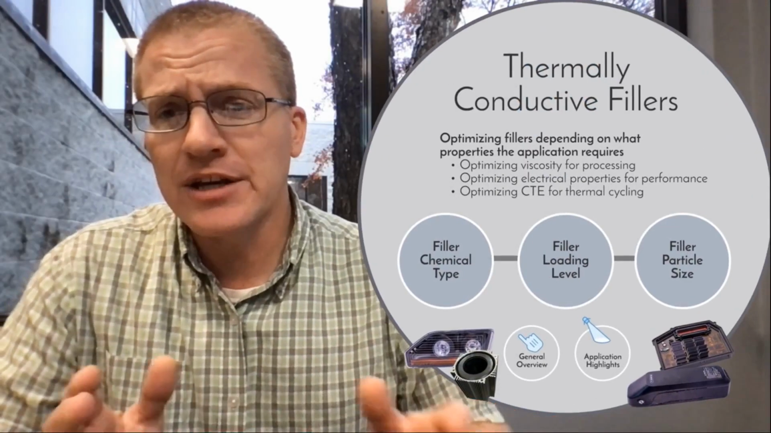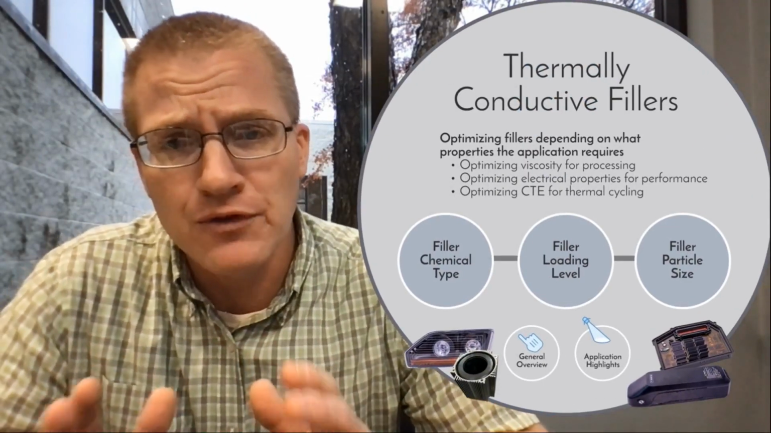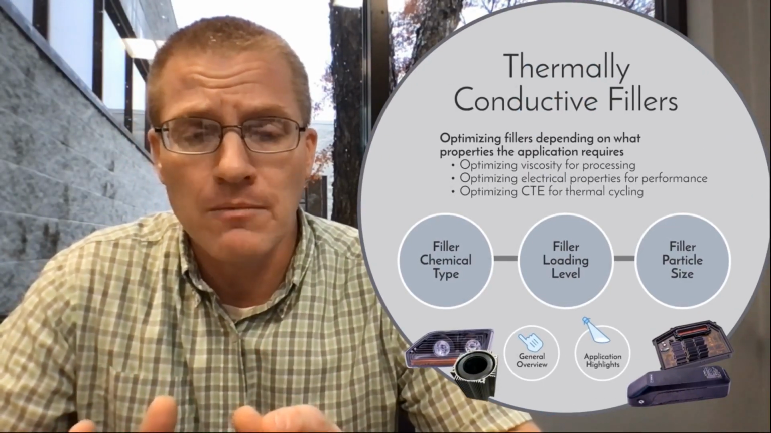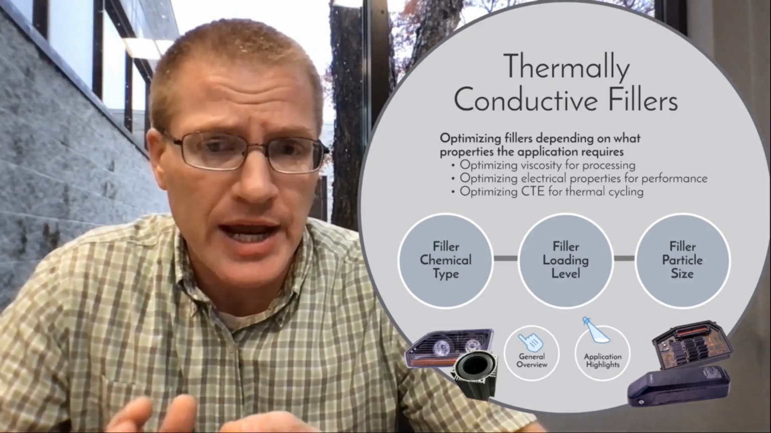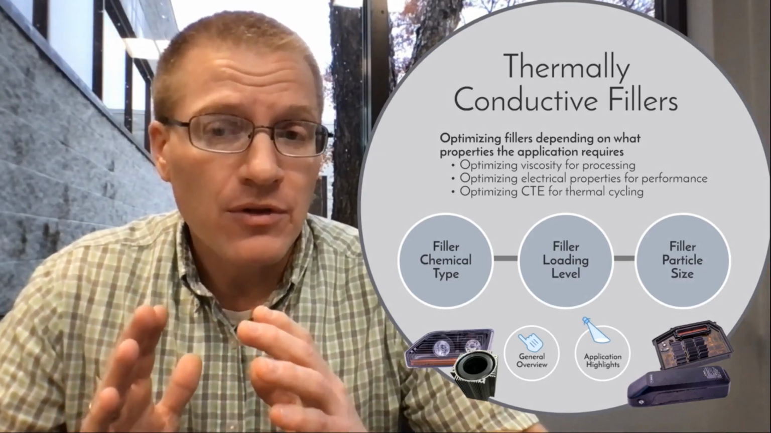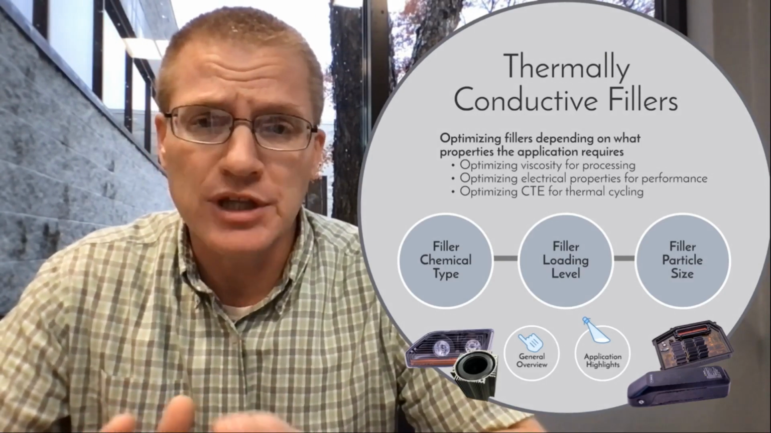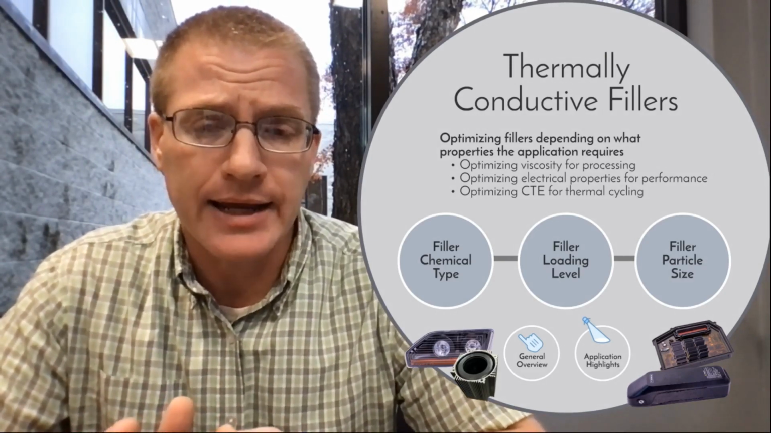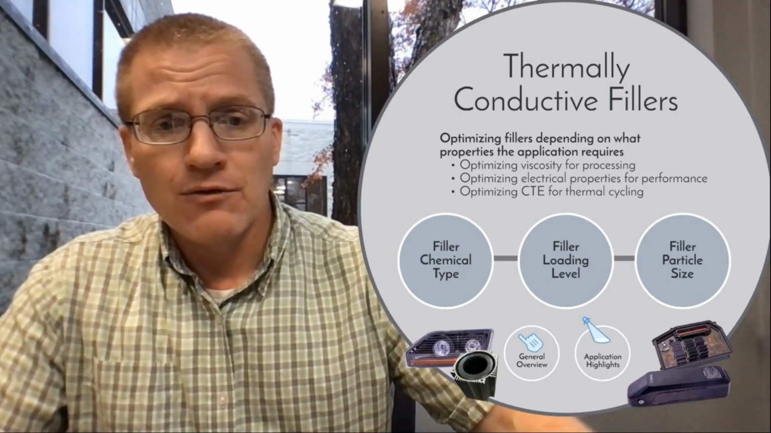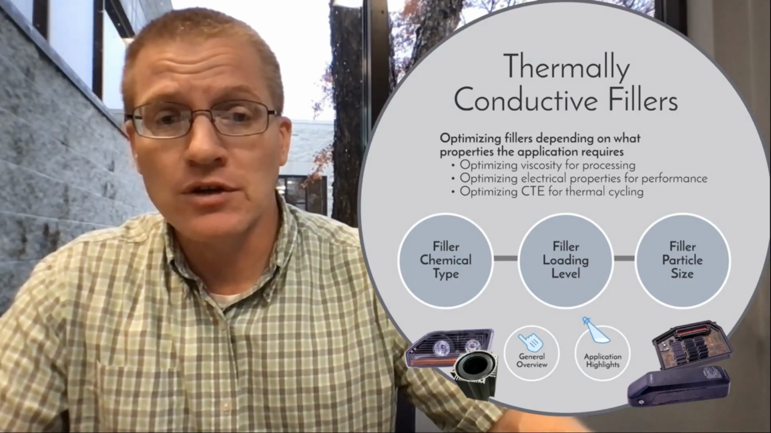So, thermally conductive fillers. Thermally conductive fillers are where the majority of thermal conductivity in a polymer comes from. And it's really important to understand how thermally conductive fillers affect other properties. And that's really the important part about what we're talking about today, right? First, filler type. How do we choose filler type?